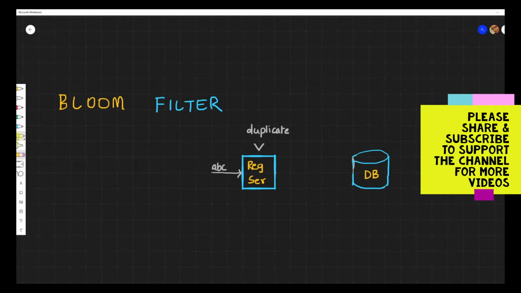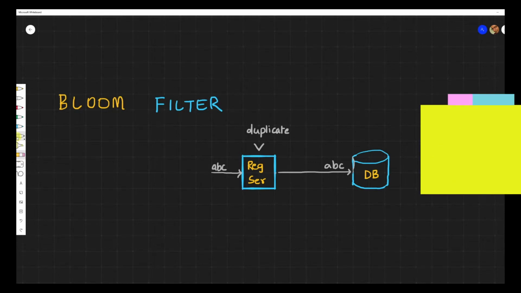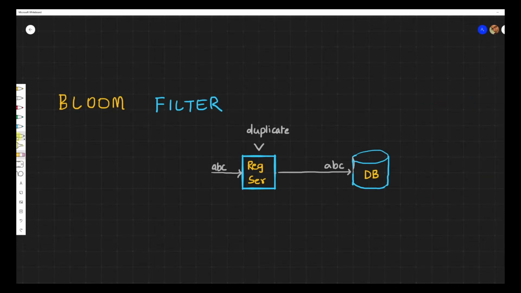And in a naive scenario, how does it know that it's a duplicate or not? It should go and check in the database. It should make a call with ABC and see if it exists, and if not, it's going to store it. So the registration service does not have any way of checking whether it already exists without going to the DB. And the DB has some additional overhead. There will be an IO operation, and it will cost me some time at least.